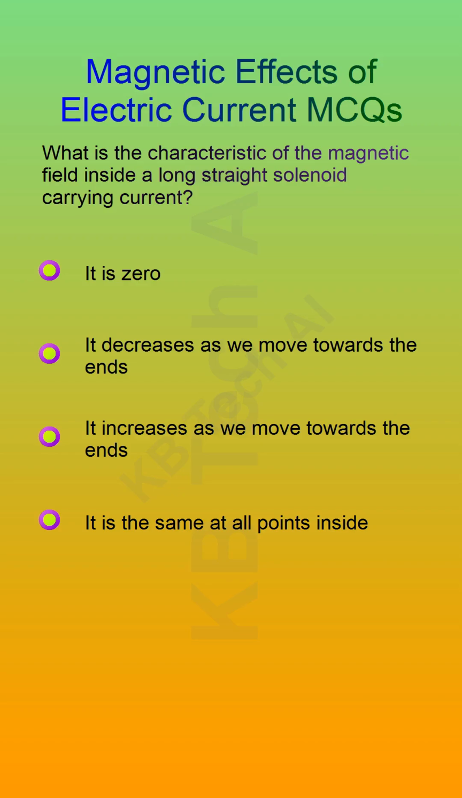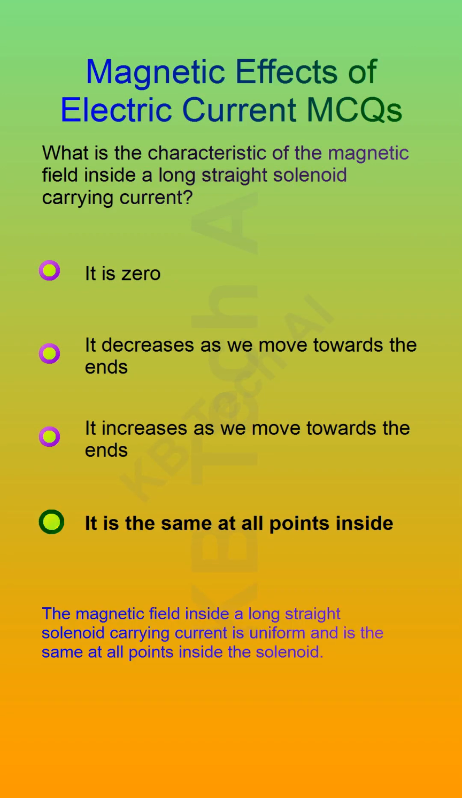What is the characteristic of the magnetic field inside a long straight solenoid carrying current? Option 1, it is 0. Option 2, it decreases as we move towards the ends. Option 3, it increases as we move towards the ends. Option 4, it is the same at all points inside. The answer is, option 4, it is the same at all points inside.